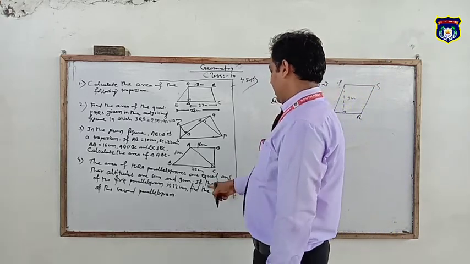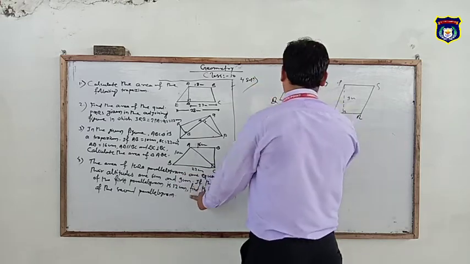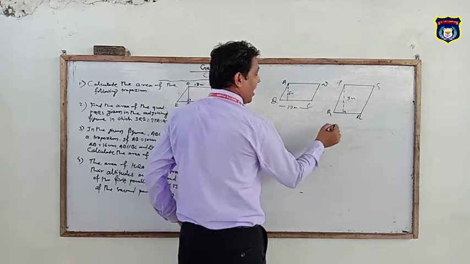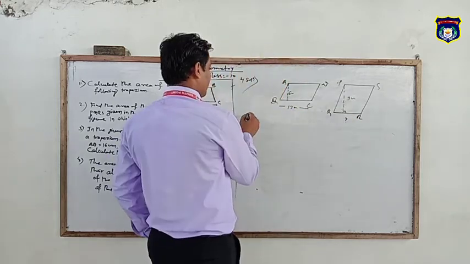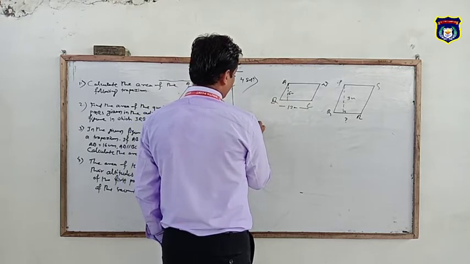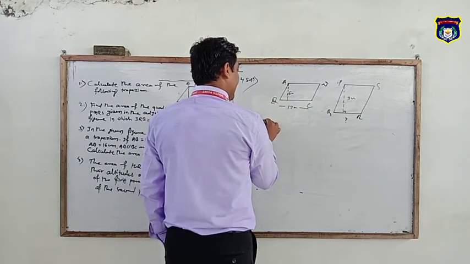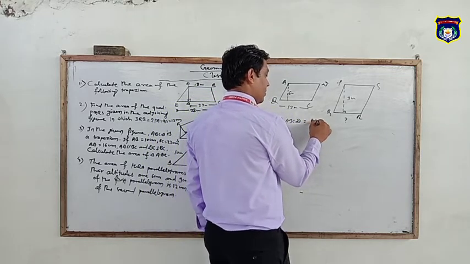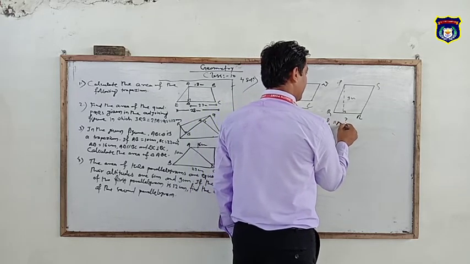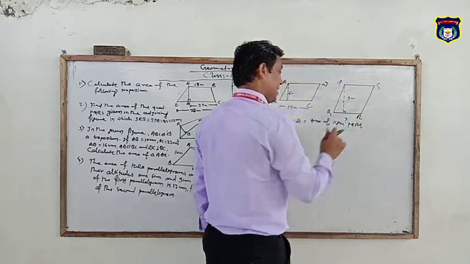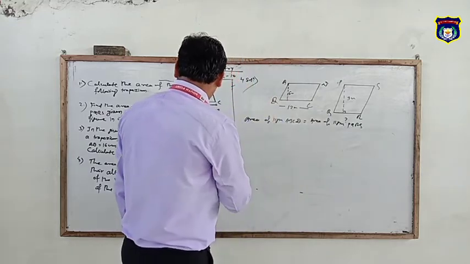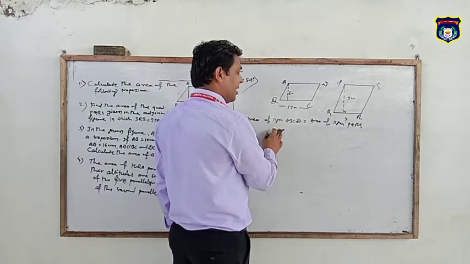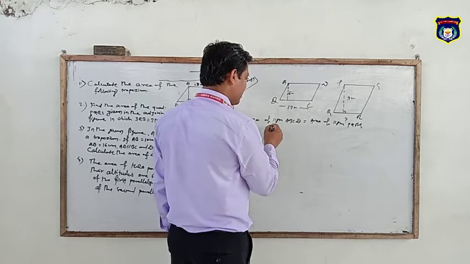And it is also given that the base of the first parallelogram is 12 cm. Base means this. Find the base of the other parallelogram. After that, you can write the area of parallelogram ABCD equal to area of parallelogram PQRS, because these are given. The areas of the parallelograms are equal.